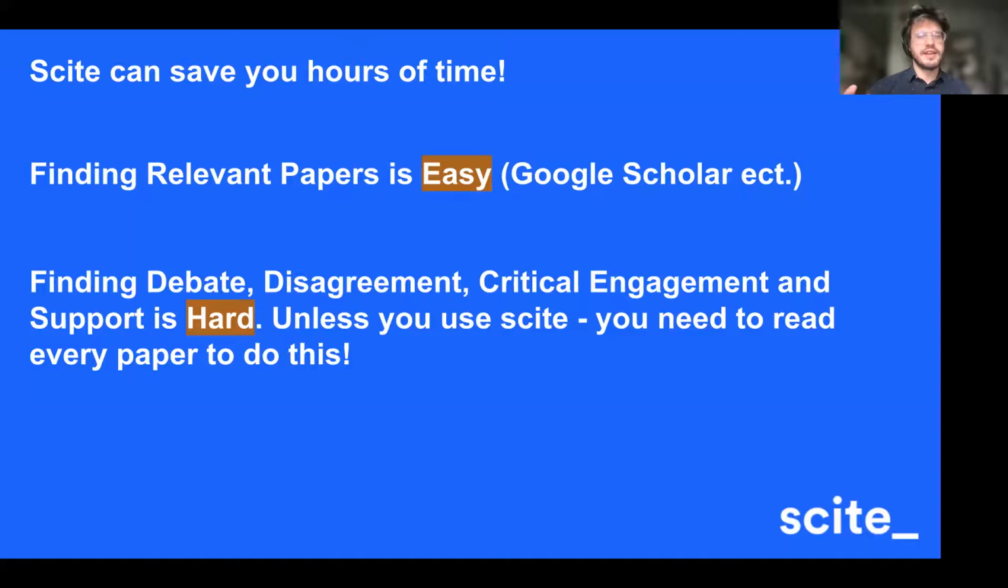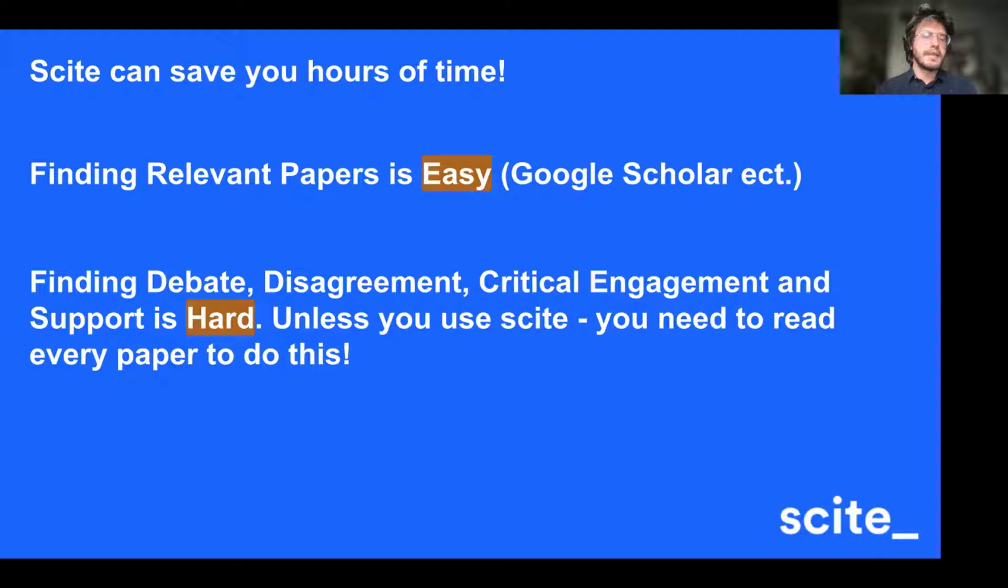So just a little bit of summary of the core thing that Scite does. Finding relevant papers is easy. There are many tools that help with discovery, but finding debate, disagreement, critical engagement, support, and those kinds of things are really hard. What you really need to do in the old pre-Scite world is basically open every single citation, make notes on all of the citations, and try to find a nugget of gold in regards to disagreement or critical engagement with the publication.